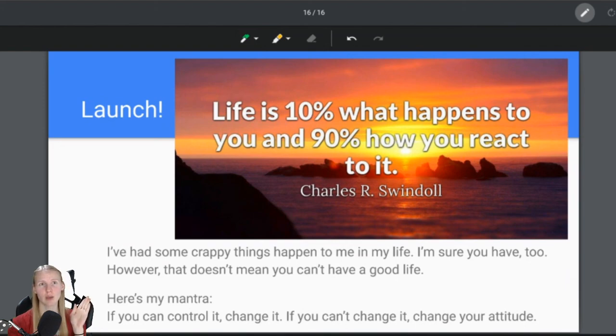So here's my mantra that I live by. If you can control it, change it. If you can't control it, you can't change it, change your attitude. So an example of that would be something that you can control. Say you get an F on a math test. Oh, darn it. Well, hey, you can control that. You can control how much you study. You can control whether or not you retake the math test. So, if you don't like it, change it. You can control it. Change it.